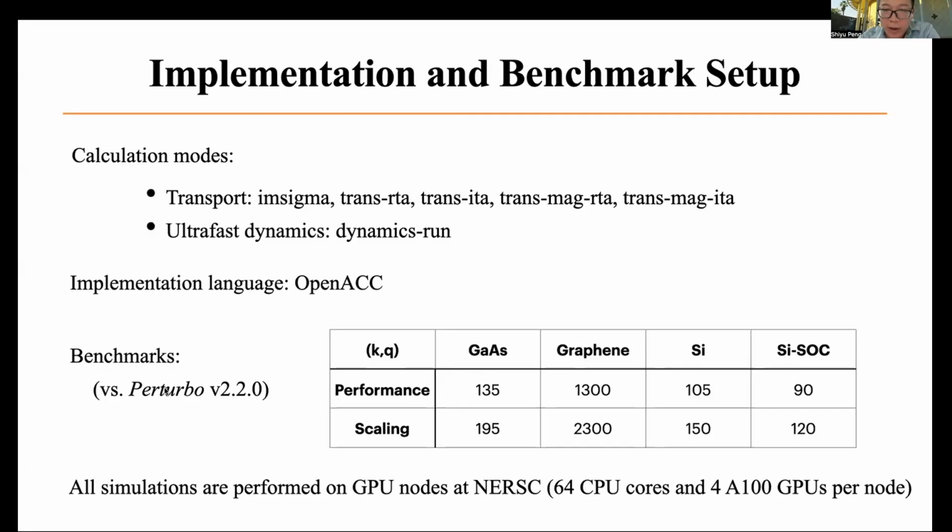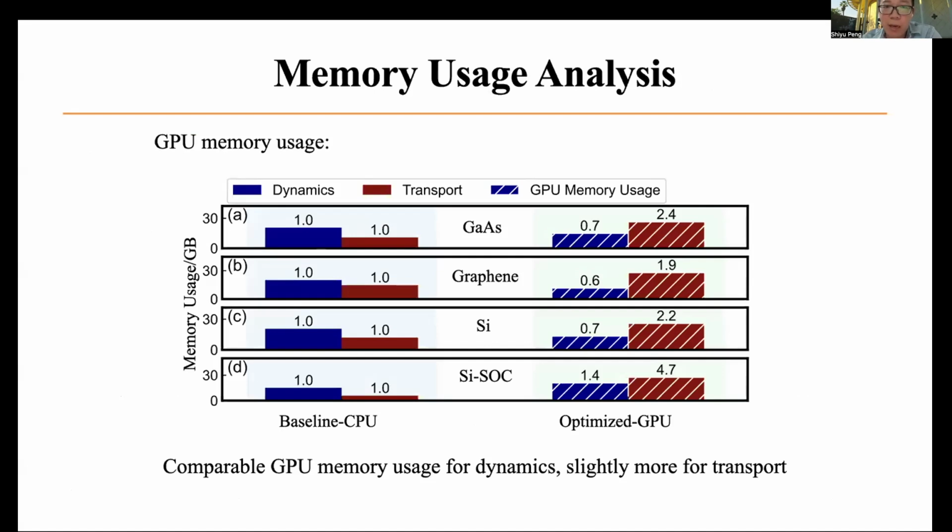We have performed very thorough benchmarks on different systems covering different scenarios, such as bulk systems, 2D systems, systems with and without spin-orbit coupling, and the metallic phase and also the semiconducting phase. All the calculations are performed on the GPU nodes at NERSC. Each node is equipped with 64 CPU cores and 4 A100 GPU chips. For the benchmarks, we will first show the memory usage.